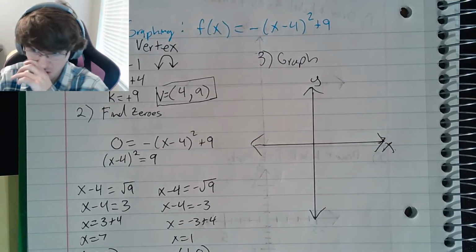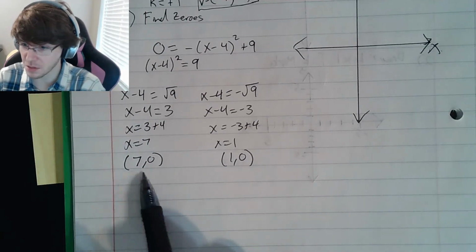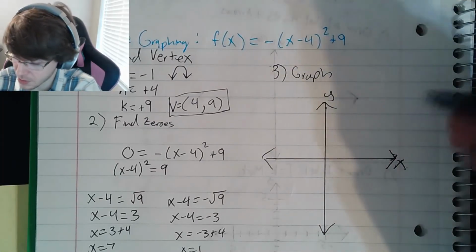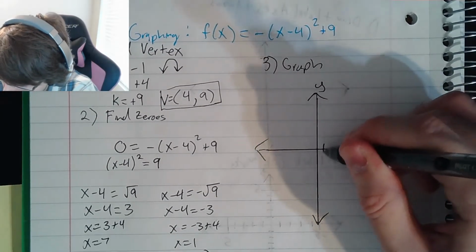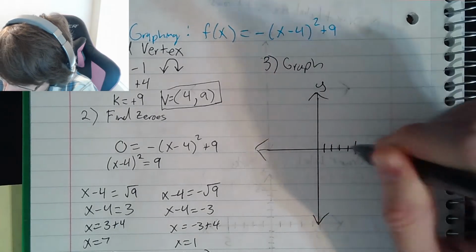Now here's the deal on this one. We actually got to do a little bit more on our tick marks here. Why? Because we have this coordinate 7, 0, which means we need to go out to 7 at least for our tick marks. So we have to do a little bit more tick marks this time, and that's okay. 1, 2, 3, 4, 5, 6, 7.